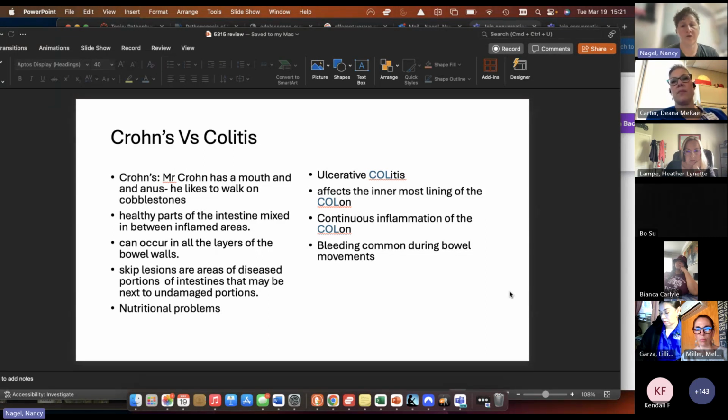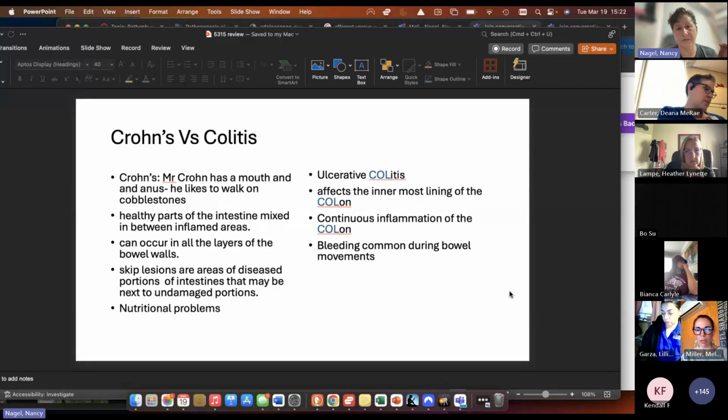And if you compare it to ulcerative colitis, the way I remember colitis is it actually has part of colon in the word. It affects the innermost lining of the colon. It's usually continuous, so you're not going to have those skip lesions. And then oftentimes these patients will actually have bleeding associated with bowel movements.